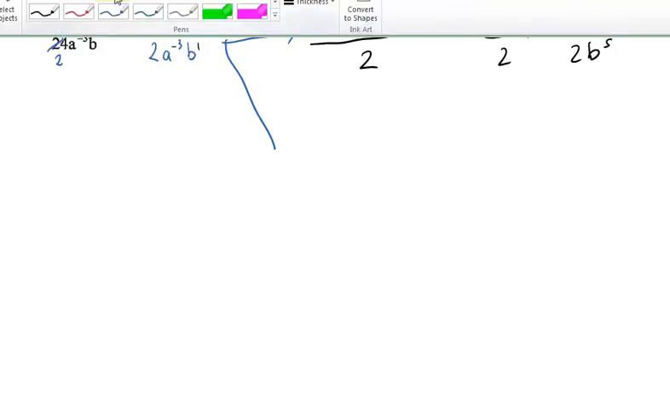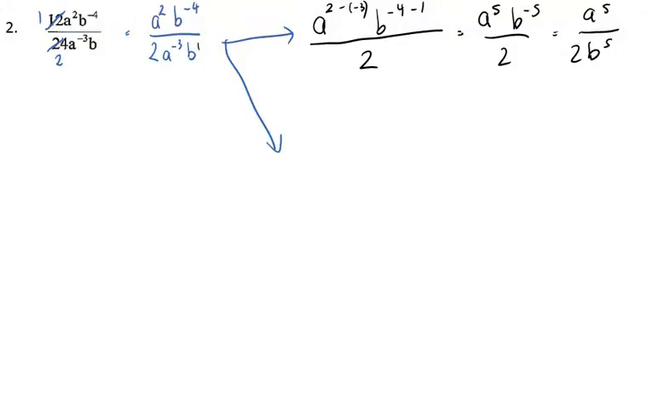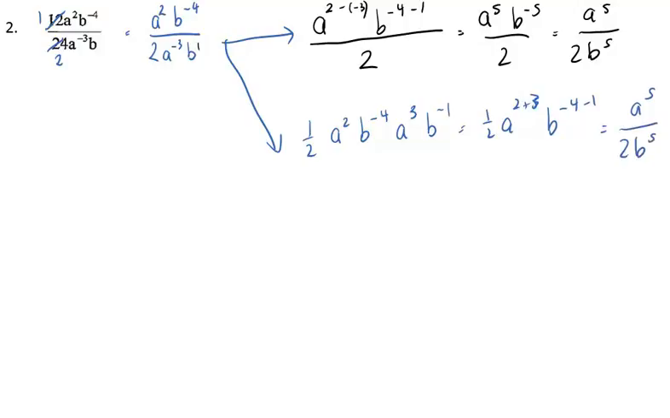Our other way is to just put them all into a line here. So if we work it out, we've got a half out the front, then we've got A squared, B to the power of negative 4, multiplied by, at the bottom, A negative 3. So that when it changes up becomes positive 3. And B to the power of 1, when we move it up, becomes negative 1. And we go through the same process. We have a half. A, we've got 2 and 3, makes 5. And B, we've got negative 4 and negative 1. And we end up exactly the same, A to the power of 5 on 2, B to the power of 5 there.